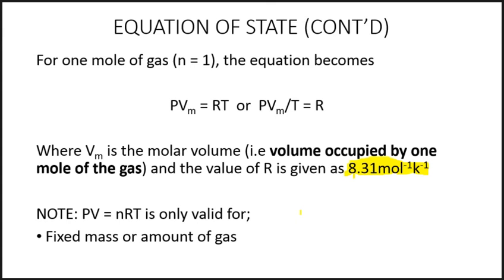The second condition is that the gas must be an ideal gas, meaning that it must obey the gas laws. The fact that it has a constant mass, of course, makes it obey a gas law. So these are the two major conditions that must be fulfilled for this equation to be valid.